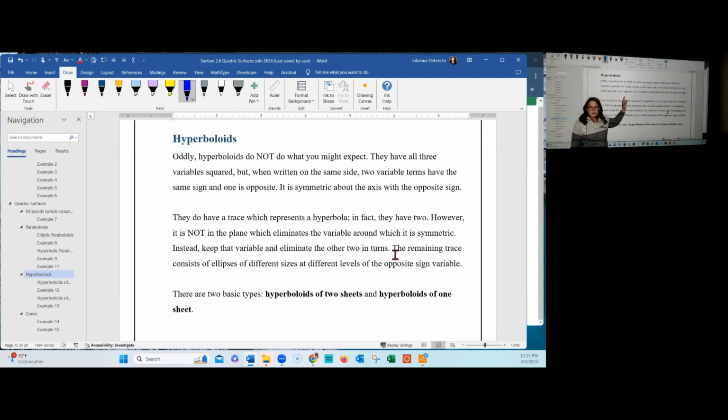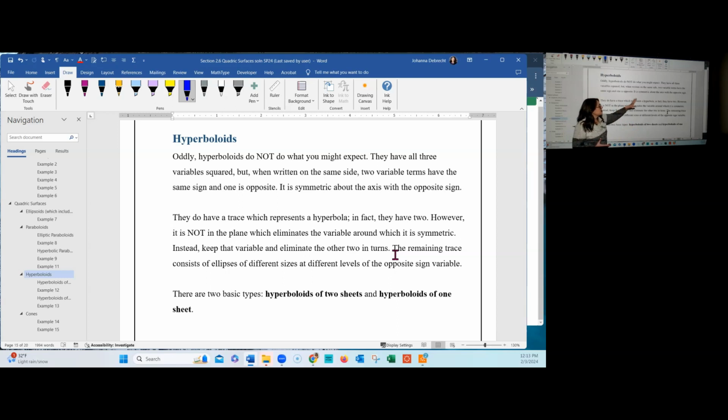Hyperboloids are different from ellipsoids and hyperbolic paraboloids or elliptical paraboloids in that they have all three variables squared. But when they're written on the same side of the equation, two of the variable terms have the same sign and one of them has the opposite sign. So we generally write it so that we have the two variables with the same sign on the same side and the one without the same sign on the opposite side. So it looks like they're all positive, but of course, you know better.